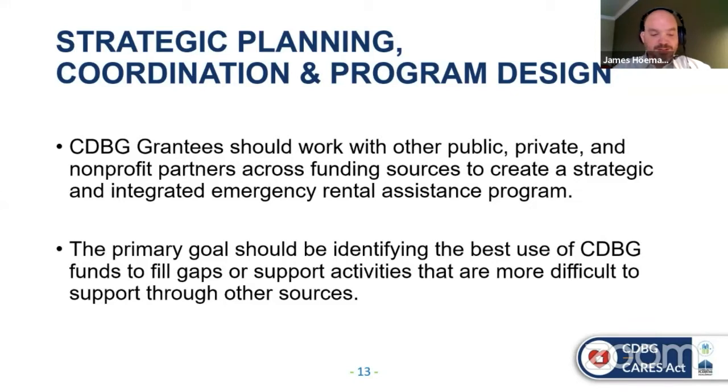Interesting question. Can the CDBG-CV be used for a mental health program? Not the topic here, but the answer is yes. That would be a public service. That is an eligible use of CDBG-CV.